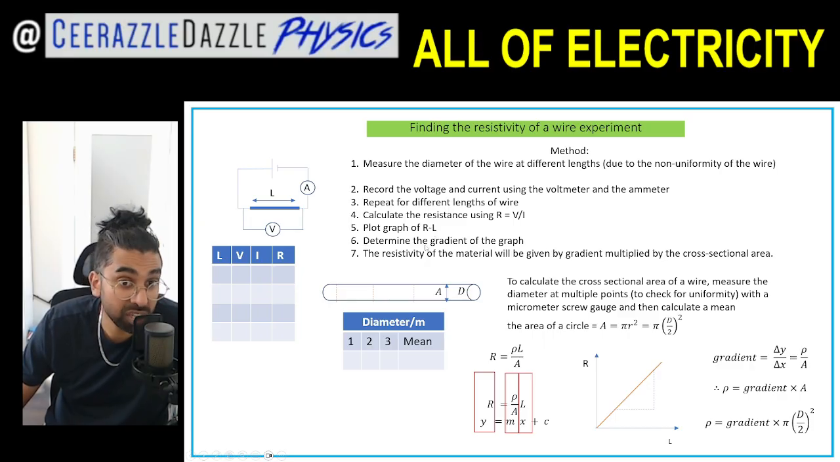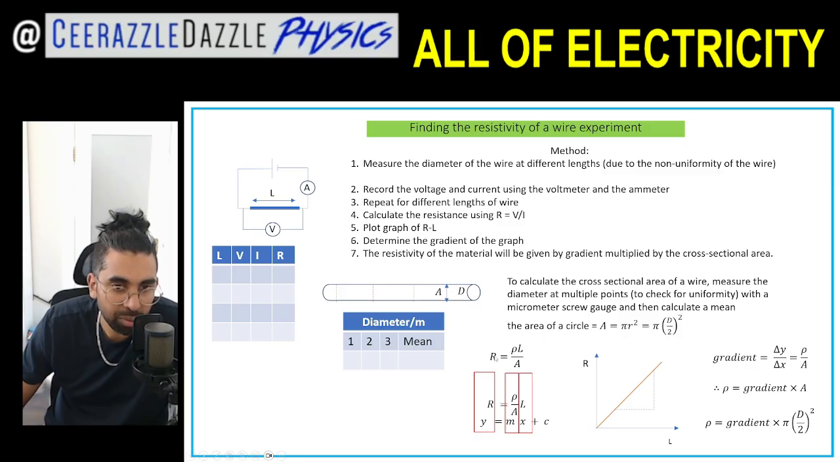Now, to determine the gradient of the graph, we're going to plot the graph and work out the gradient, and the resistivity of the wire will be given by the gradient times the cross-sectional area. And I'll explain how I got this in a minute. So, first of all, the formula is R is equal to rho L divided by A. And here's your table of results over here. We measured V and I over there. We calculated R using Ohm's law.